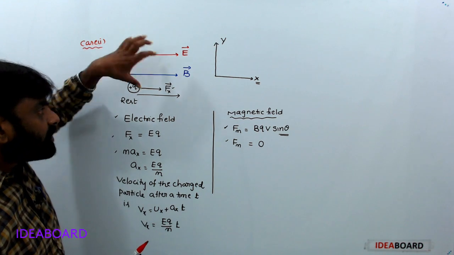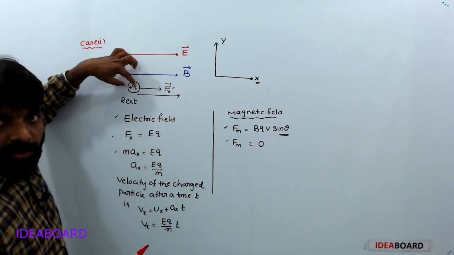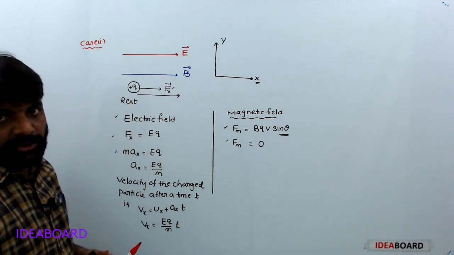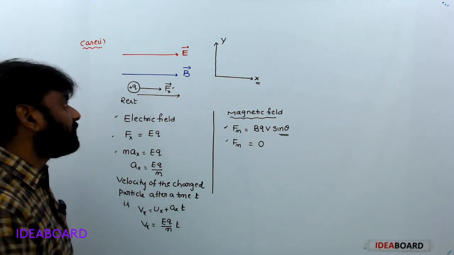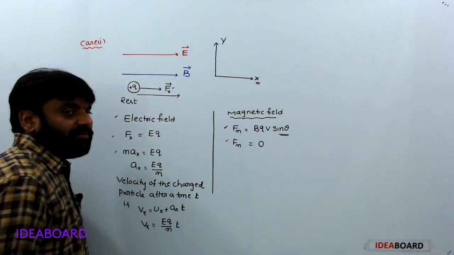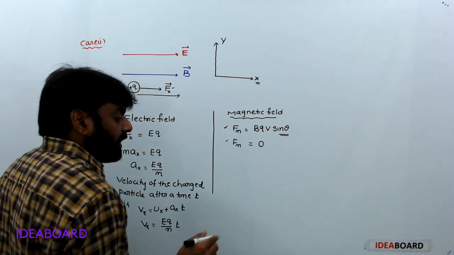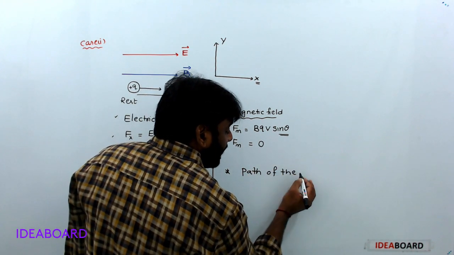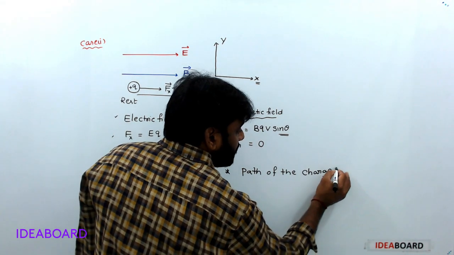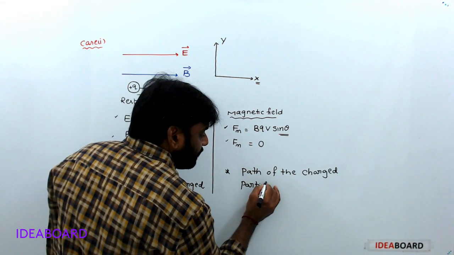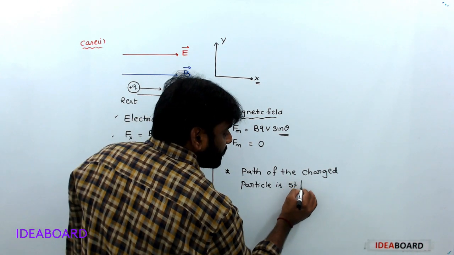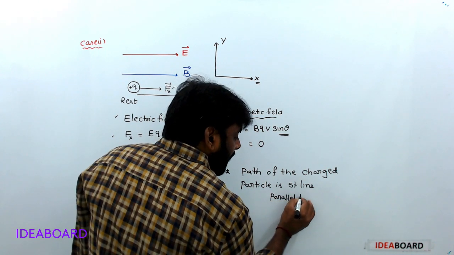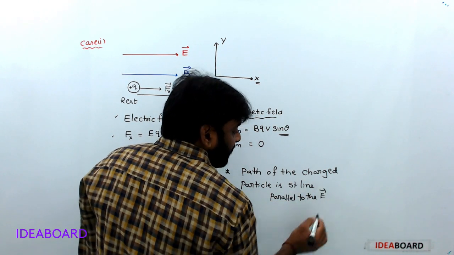So finally, the charged particle moves parallel to the electric field because it is a positive charge. If you consider a negative charge, it moves anti-parallel to the electric field. Finally, the path of the charged particle is a straight line, parallel to the electric field.